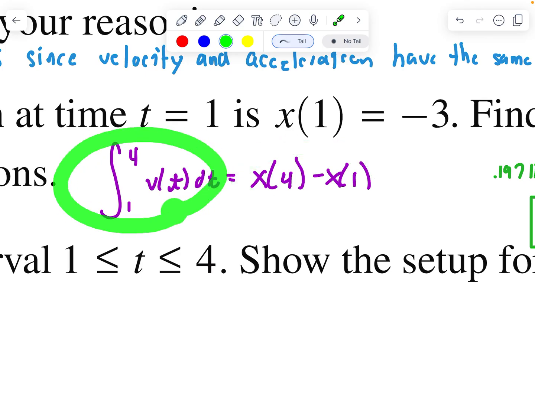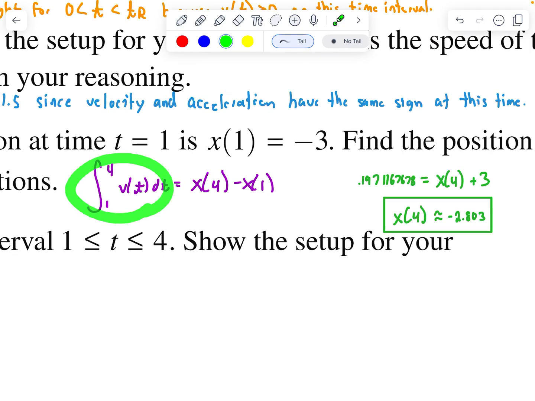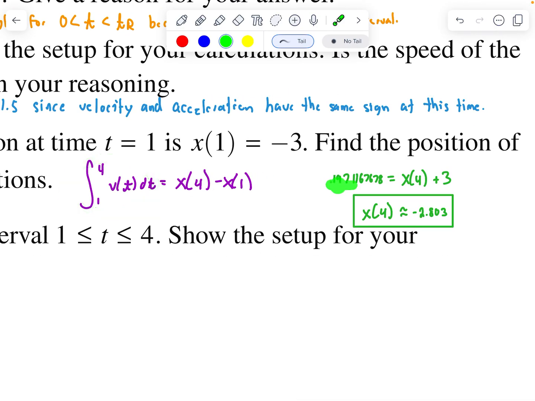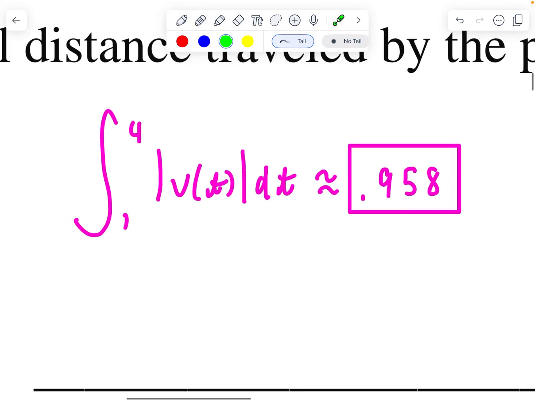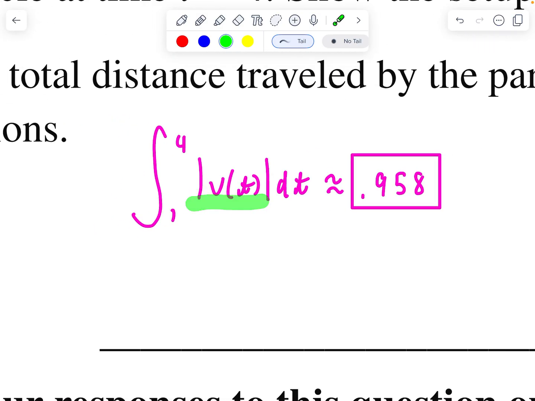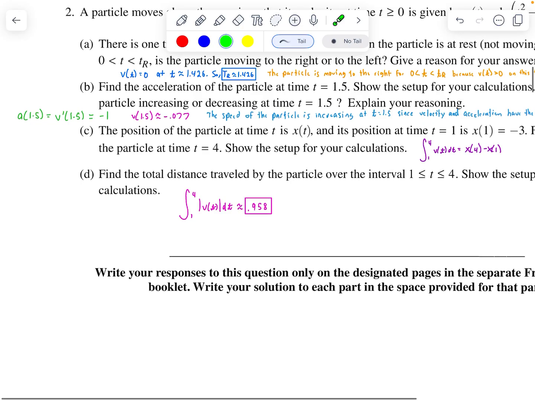This thing you either do by hand, or typically you have a calculator so you can just math 9 it. That's what I've shown over here in green. This is the value of the integral because we have the velocity function, so I just math 9 it. X of 1 was given to be -3, so it's minus -3, which is this. And then x of 4 is what we're trying to find. So it just turns into a simple algebra 1 equation. And then total distance traveled, you just need to know that that's the integral of the absolute value of velocity. For this one, it wants it between 1 and 4, so those are our bounds.